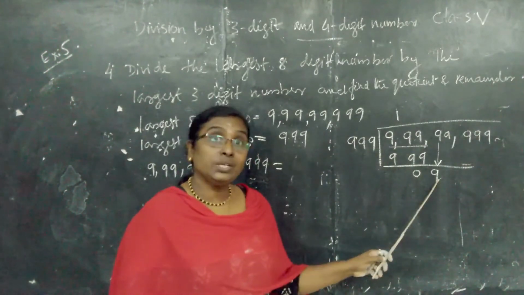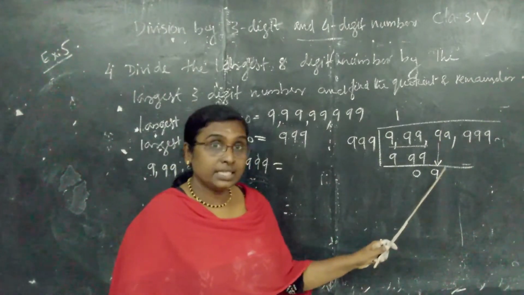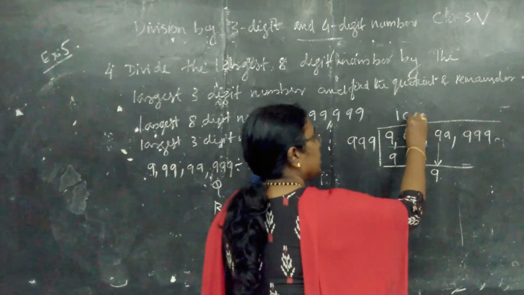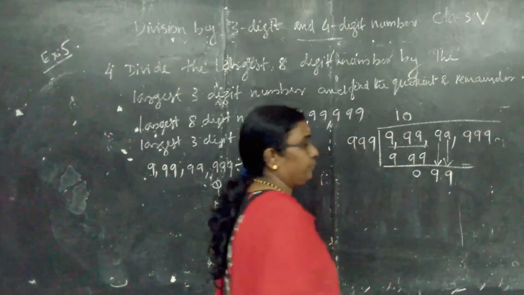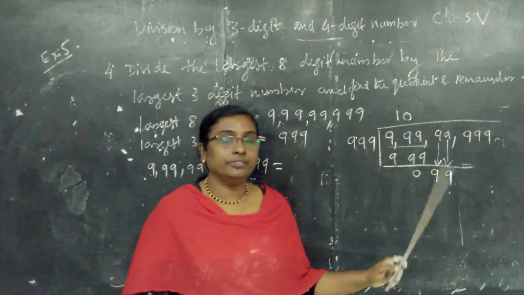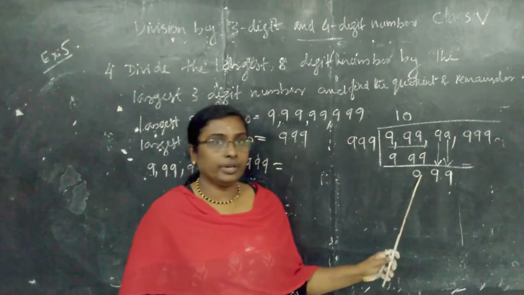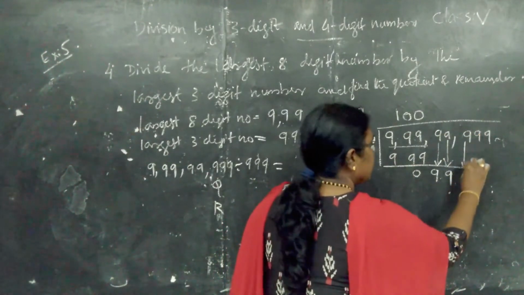We cannot divide 9 by 999. So we have to take the next digit also. So we put a 0 here. Then write the next digit 9. Then divide 99 by 999. We cannot divide, isn't it? Which is less than this one. We cannot divide. So put a 0 here and write down the next digit 9 also.